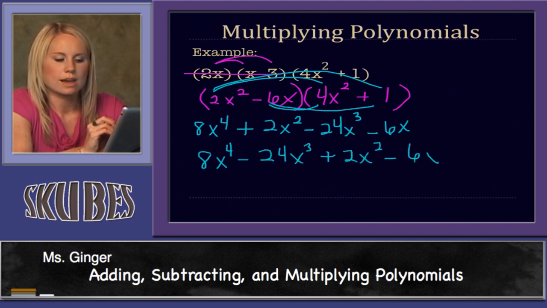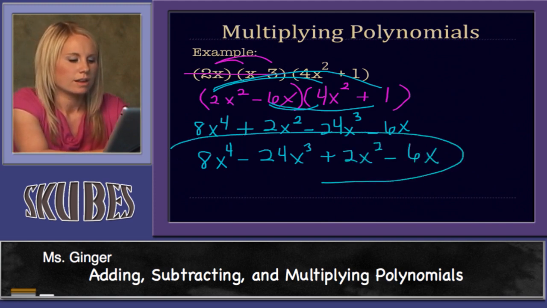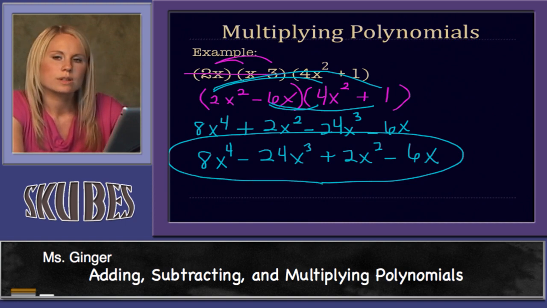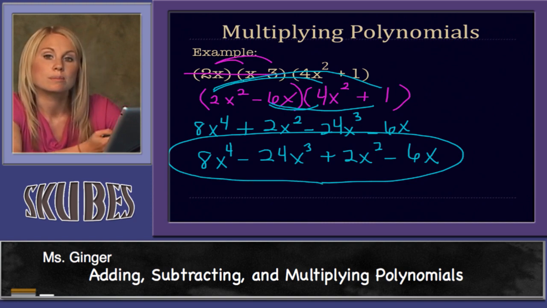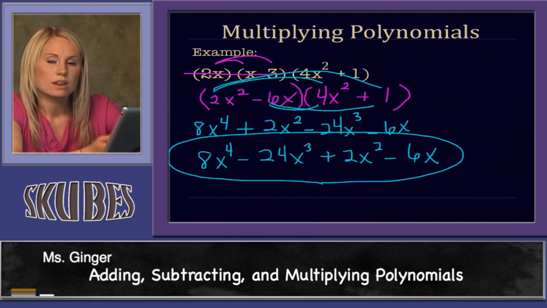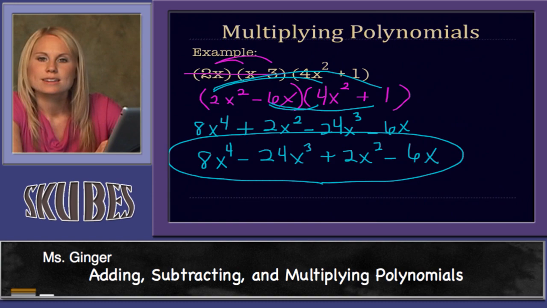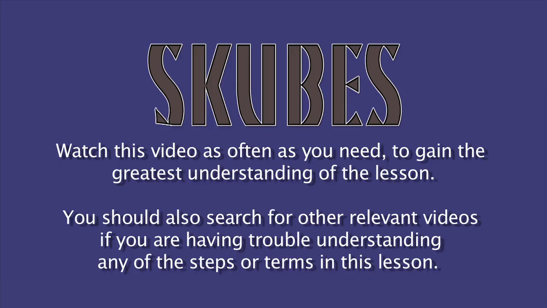I believe we just about got it. That wasn't too bad. Nothing else can go together here. You always want to kind of check that out and make sure nothing else could come together in the end, because if it can, you need to add those together. And this concludes our lesson on adding, subtracting, and multiplying polynomials.